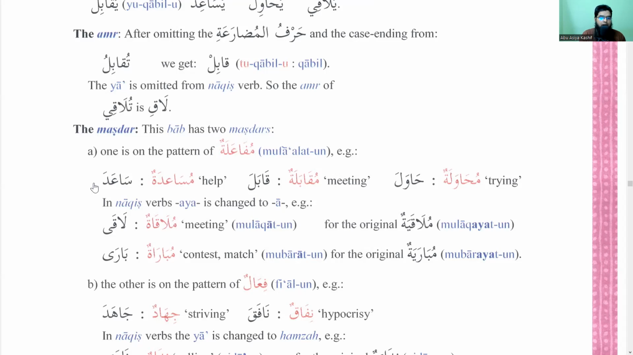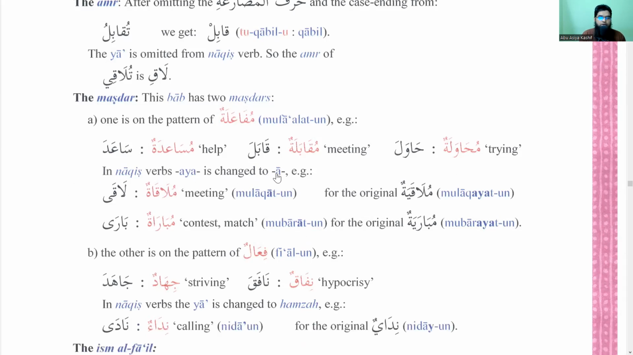In naqis verbs, ya is changed to alif. So laqa, it should have literally been mulaqayatun. And the rule is إذا تحرك حذف العلة وانفتح ما قبله قلبت ألفا. If the weak letter, that is the ya or waw, is converted and has a fatha before it, it will be changed into alif.